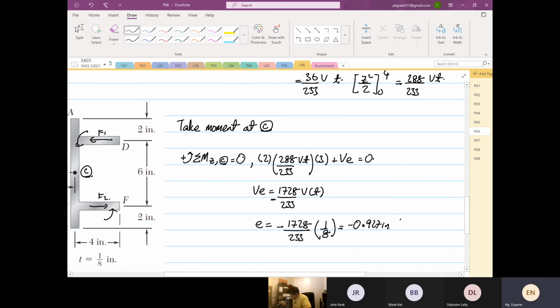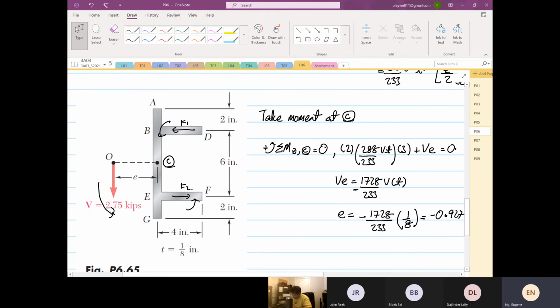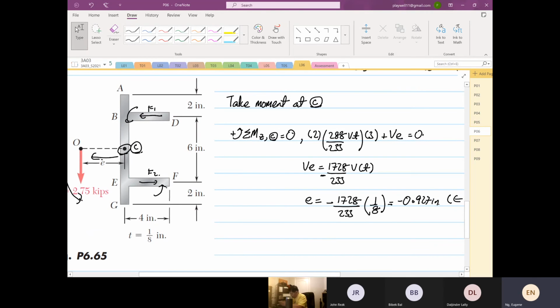The minus sign means it is on the left hand side of point C. So it's correct, which is shown down here. So 1728 divided by 233 times 1 over 8. Yep, 0.927 inches. So now we know the shear center.